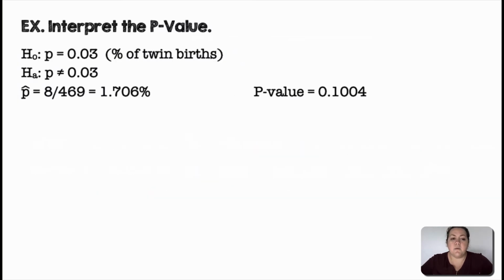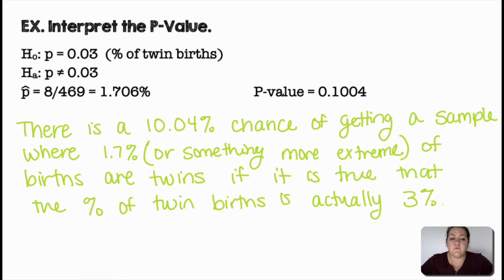All right, we're going to do another example. Our null hypothesis is p equals 0.3, and this is the percent of twin births. The alternative is that it's not equal to 0.3. Our statistic that we got was 1.706%, and our p-value was 0.1004. All right, so that's a pretty large p-value. So there is a 10.04 percent chance of getting a sample where 1.7 or something more extreme of births are twins if it is true that the percentage of twin births is actually 3%.